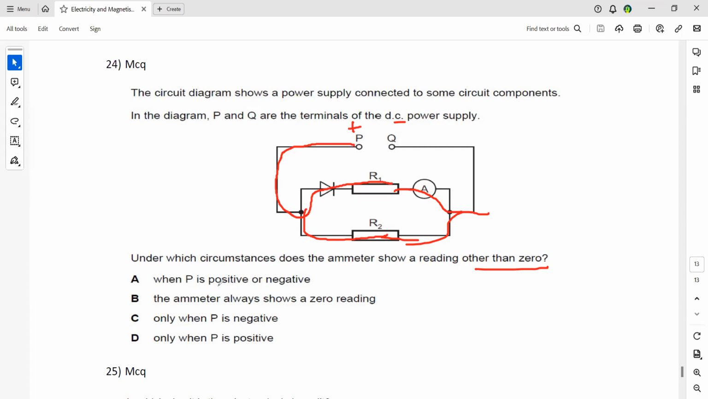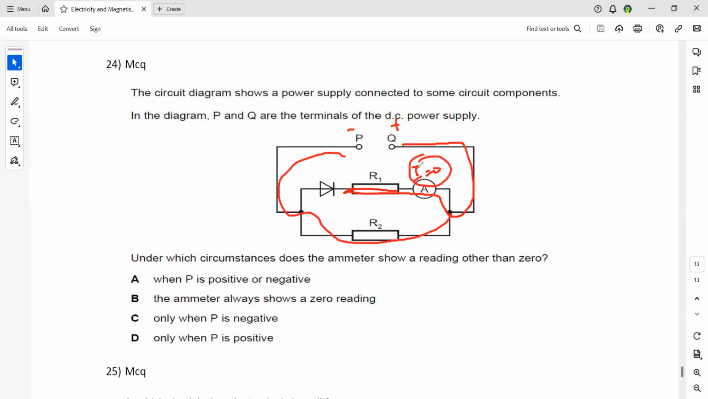So first one, if P is positive, there will be a reading. But if P is negative and Q is positive, the current will try to flow, but this diode will block it, as it will not allow the current to flow. So what is the reading on the ammeter? The reading on the ammeter is 0. So when P is positive, the ammeter shows non-zero, but when P is negative, the ammeter shows 0. So it cannot be A.